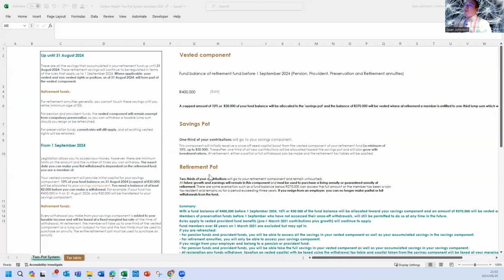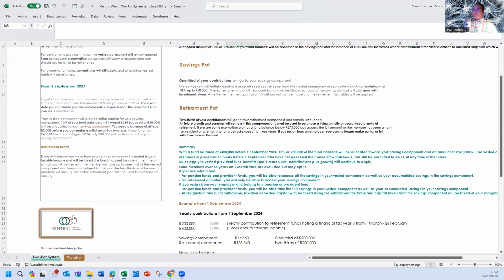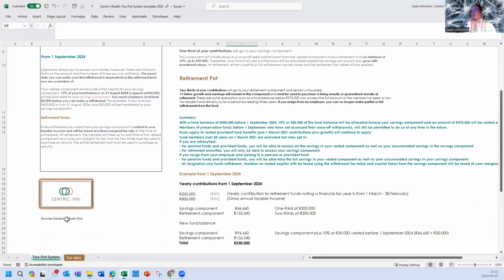As I mentioned in the beginning, there are 3 components. The reason I've called this component in 2 pots is because it's called the two-pot system, even though there are 3 components. So up until the 31st of August, I'm just going to read what I've gathered. Now, full credit, I got this information from Stanlib and 91. I am a huge fan of Stanlib. They do have really good content on their site. And 91 had a really nice document which they released by email, from which I got a bit more information.